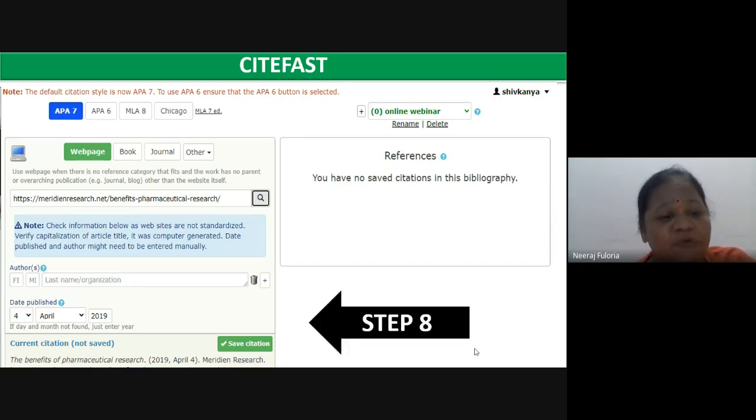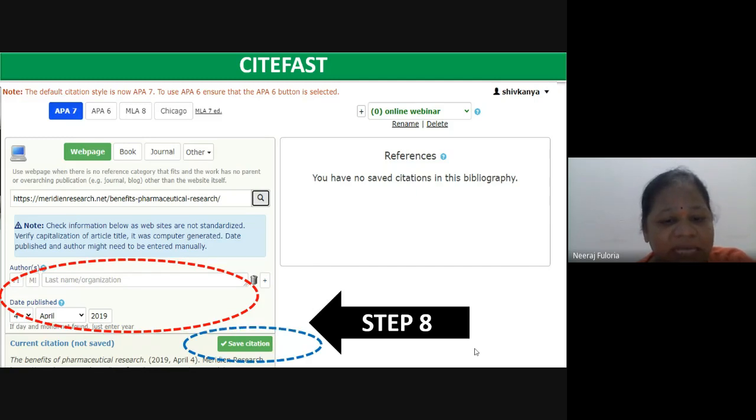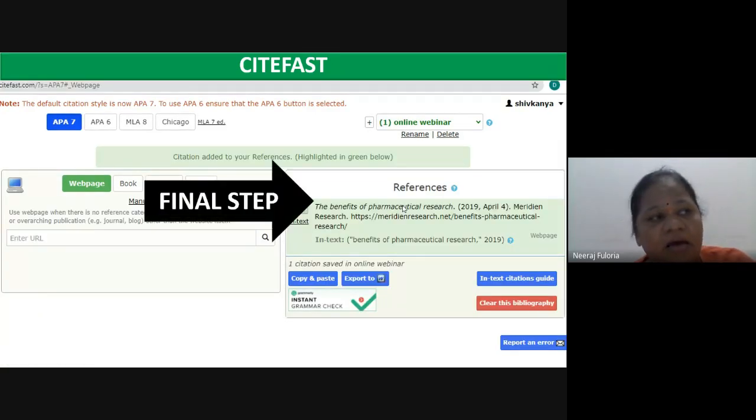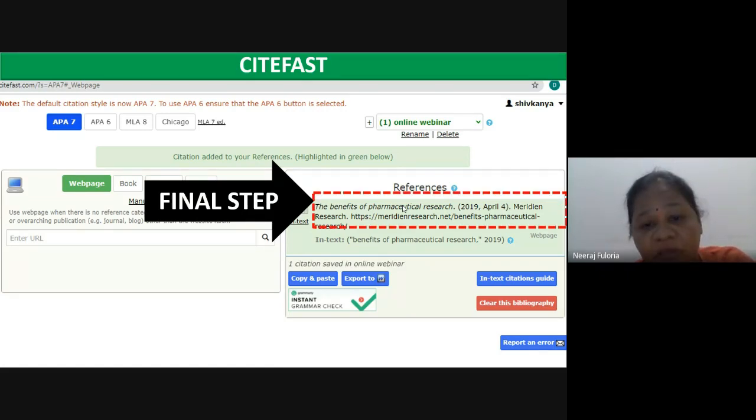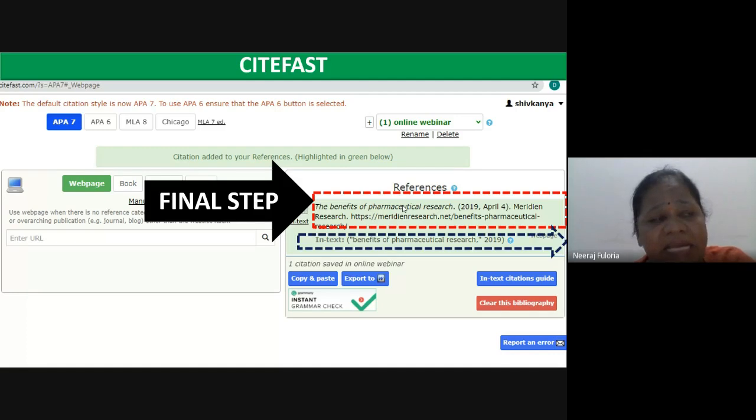Once you have created it, you have to save the citation as well as the reference. In the next step, you can see I have saved the references, and I got the web page reference built in: the title, The Benefits of Pharmaceutical Research, the year and date, and which site it is from. I got all that information, and the in-text citation as well. Sometimes anonymous people write the blogs, but the information may still be true and very much in line with our research or paper.